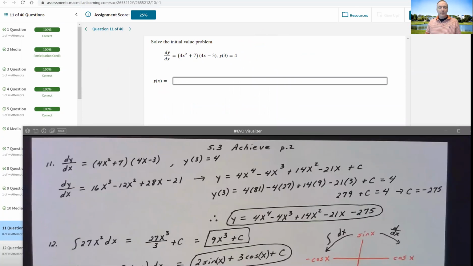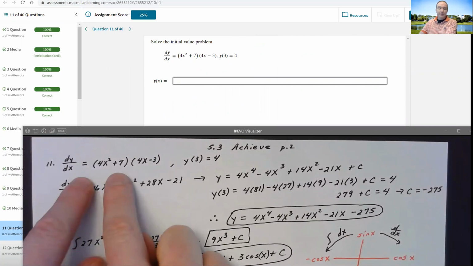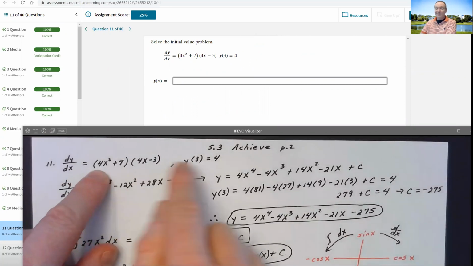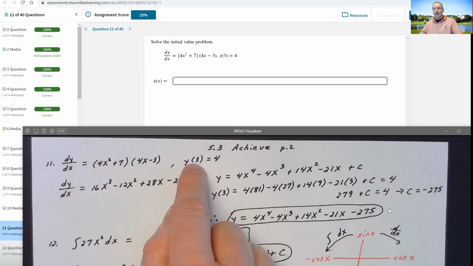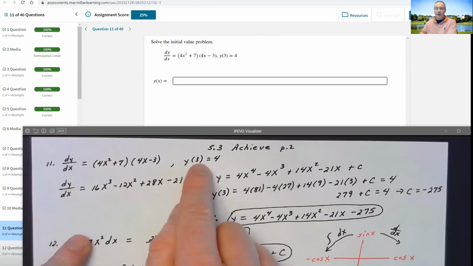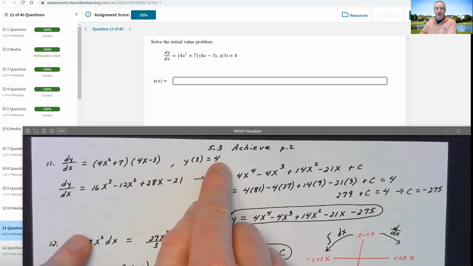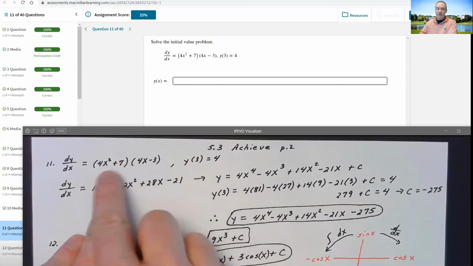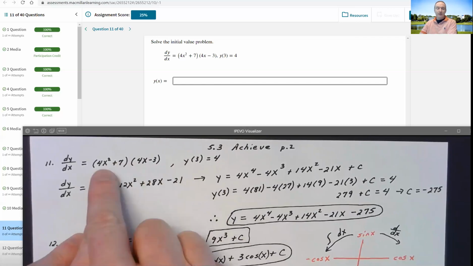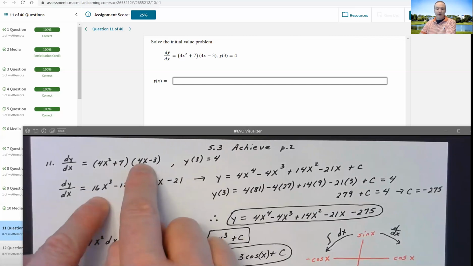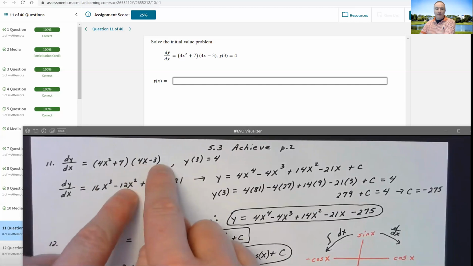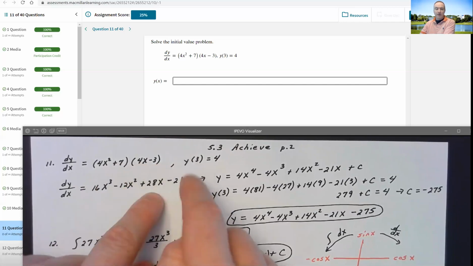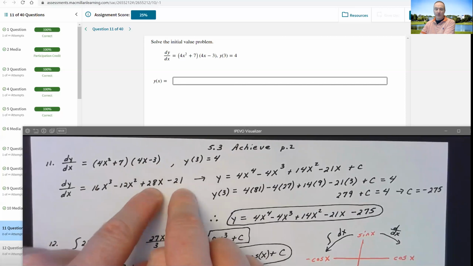So in this one, it's giving me the derivative of y with respect to x, and it's giving me what the function is evaluated at x equals 3. It's telling me that the original function when x is 3 is equal to 4. So before I can do anything, I have to remember, before I can integrate, I must do the algebra and distribute first. So that's what I did. I distributed the 4x squared throughout the second group, and I got 16x cubed minus 12x squared, distributed the 7 and got 28x minus 21.